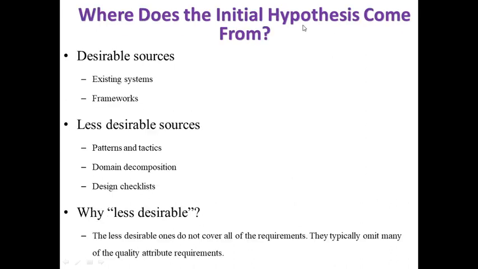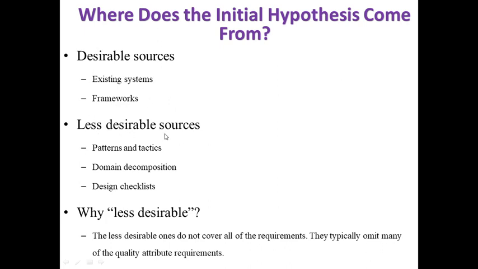Where does the initial hypothesis come from? It is from the desirable sources. Desirable sources means existing systems and frameworks. Existing systems means those which are already available for this particular work, that are going to be enhanced to develop the new system. Frameworks tell about the particular design of the system. These are the desirable sources.